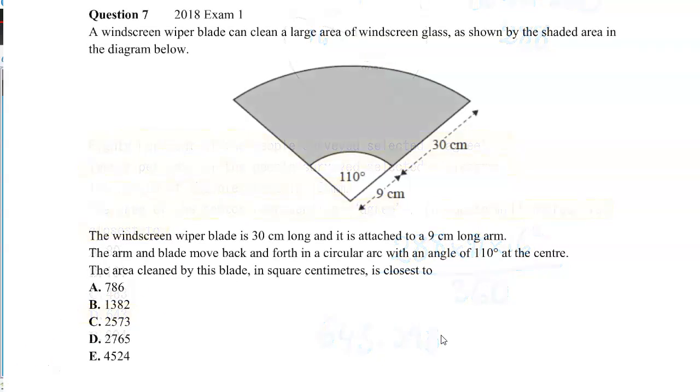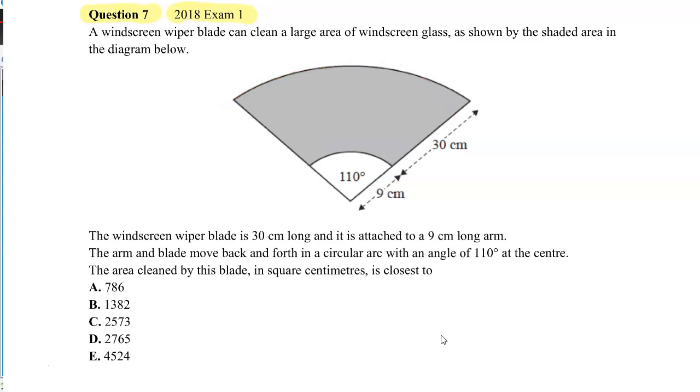So this is from the 2018 exam 1. This is question 7, so that means it's going to be fairly difficult, or it's up there in terms of difficulty. A windscreen wiper blade can clean a large amount of windscreen glass as shown in the shaded area in the diagram below. So it's cleaning this part, okay? Not cleaning that part.